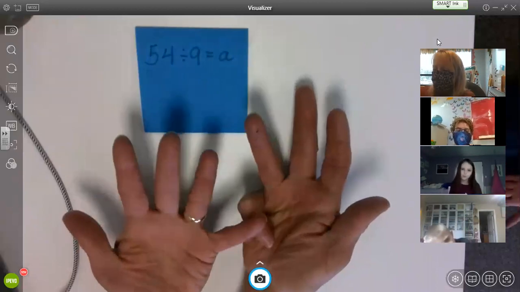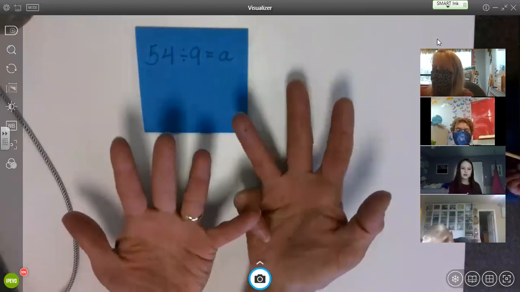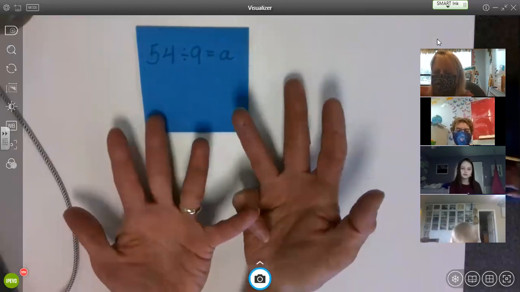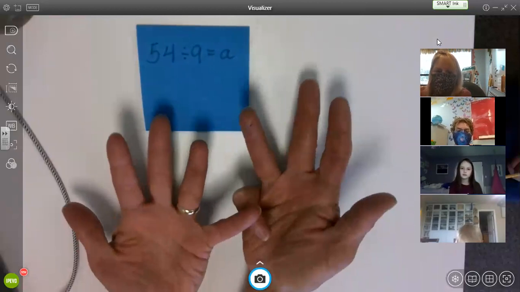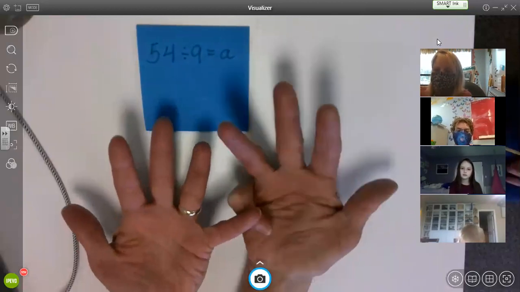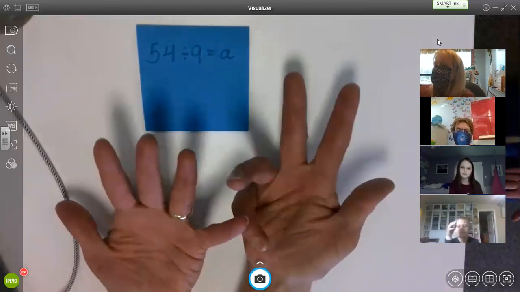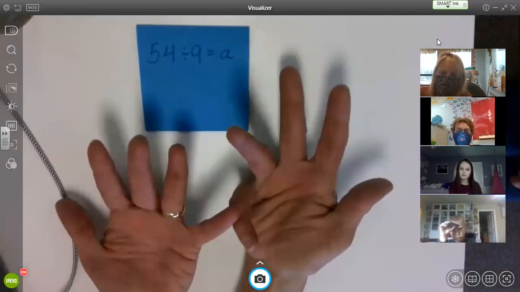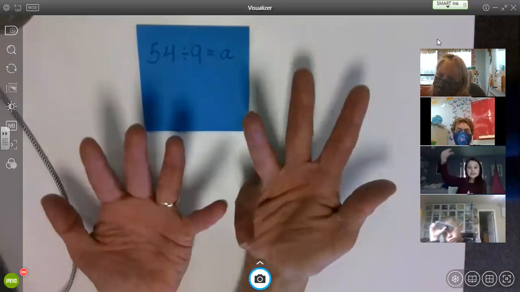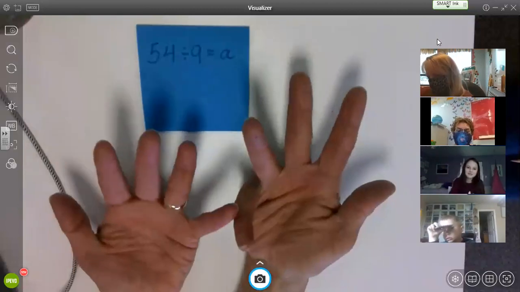Now I want to make sure I have my ones correct. There's a 5 in the tens place of my dividend and a 4 in the ones place. 1, 2, 3, 4. So I see 54. That's the dividend. How do I find the quotient? What is the quotient? 54 divided by 9 is what? Go ahead, Astria, finish it up.